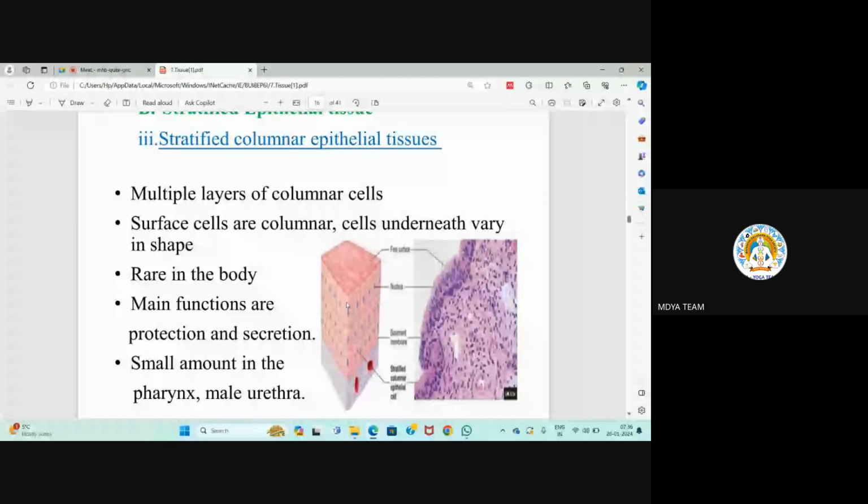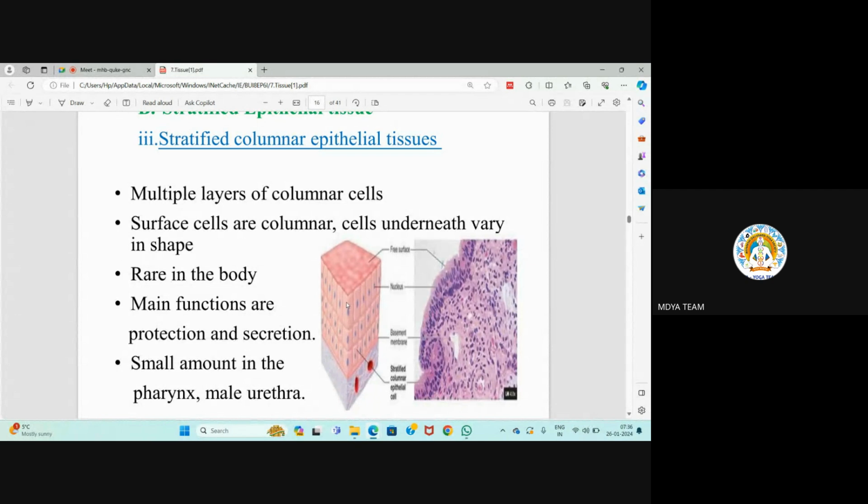Okay. Next is stratified columnar epithelial tissue. Multiple layers of columnar cells. The surface cells are columnar, cells underneath vary in shape.